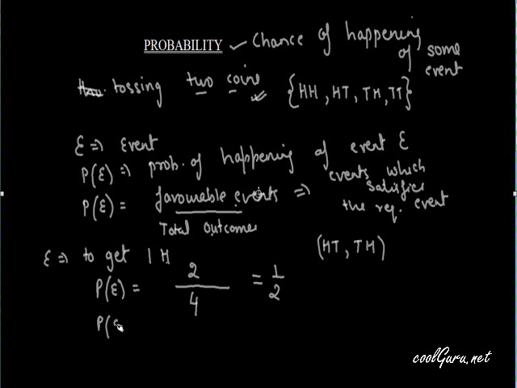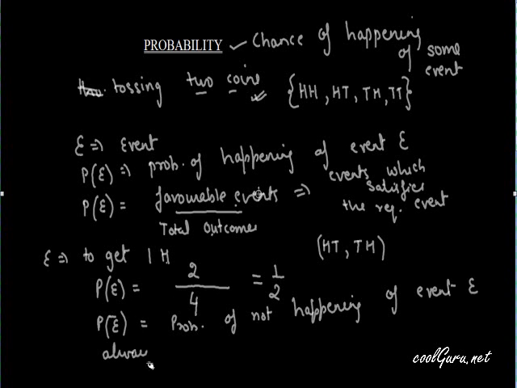Similarly, P(E naught). What is this E naught? It is the probability of not happening of event E, the negation of E. And always remember this point: the probability of happening of some event and the probability of not happening of the same event always add up to 1. This point is very important.